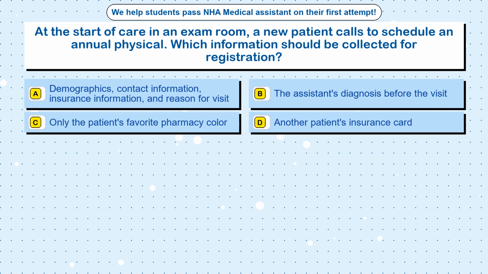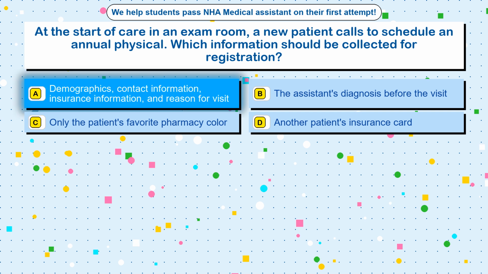Question 95. At the start of care in an exam room, a new patient calls to schedule an annual physical. Which information should be collected for registration? Option A, demographics, contact information, insurance information, and reason for visit. Option B, the assistant's diagnosis before the visit. Option C, only the patient's favorite pharmacy color. Option D, another patient's insurance card. The correct answer is option A, demographics, contact information, insurance information, and reason for visit.